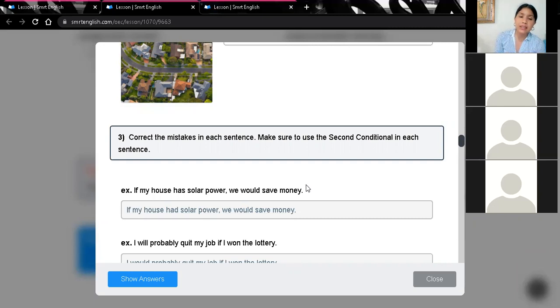So the mistake in the first sentence, it says, if my house has solar power, we will save money. In this case, that mistake is in the first clause, in the if clause, because I'm using it in present and it has to be in past. So it will be then, if my house had solar power, we would save money. So you have to identify the mistake and correct it, okay?